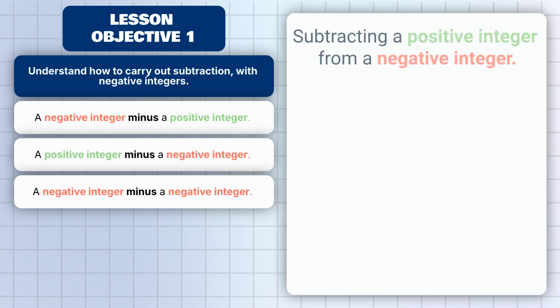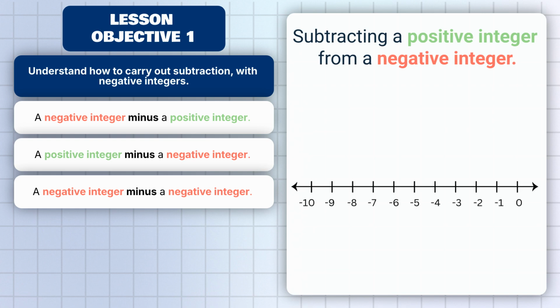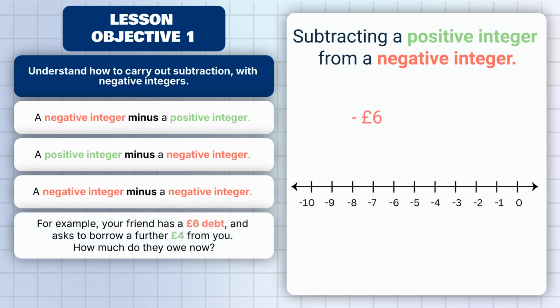Let's start with subtracting a positive integer from a negative integer. To make this intuitive, let's use a number line. Imagine that your friend has a £6 debt. This means that their balance is minus £6. Now, your friend asks to borrow an additional £4 from you, which increases their debt by £4. So, their balance becomes minus 6 minus 4. On the number line, you start at minus 6 and move 4 steps to the left, increasing the debt. This brings you to minus 10. Thus, minus 6 minus 4 equals minus 10.